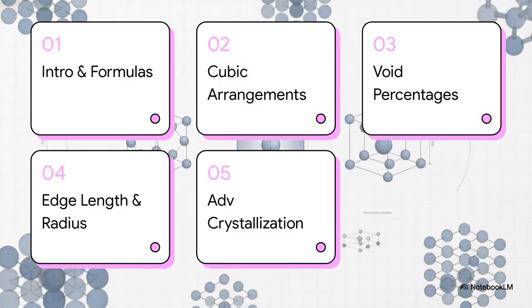Here is our roadmap for today's explainer. 1. Introduction and formulas. 2. Comparing cubic arrangements. 3. Solving void percentage questions. 4. Edge length and radius. And finally, 5. Advanced crystallization. We'll start with the core foundational formulas and then build right up to solving those previous year questions.